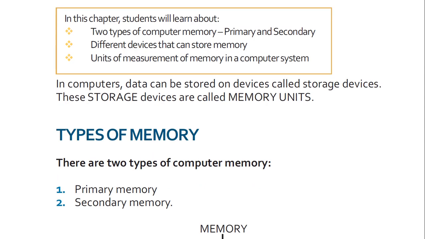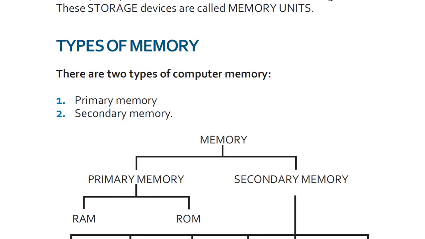Okay, students. Next, types of memory. Memory units are classified into two types. First one is primary memory. Second one is secondary memory.